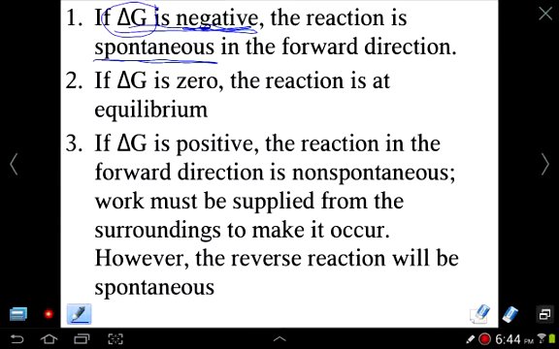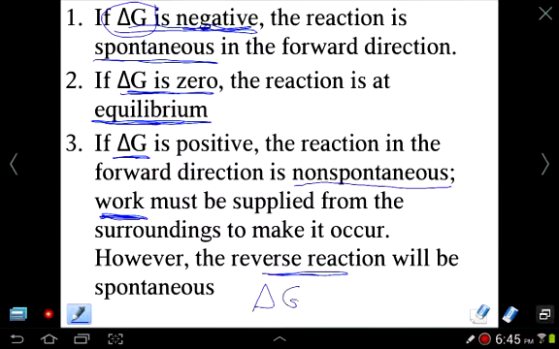If delta G is 0, then the reaction is at equilibrium and will not go either way. We have actually reached equilibrium. And if delta G is positive, the reaction will not go on its own, so it is non-spontaneous. We can make the reaction go by applying work. More work must be supplied to make it occur. And the reverse reaction then will be spontaneous. So by looking at delta G, we can predict whether it's going to be spontaneous or not, or whether nature will make it happen or not, depending if it's negative or positive.